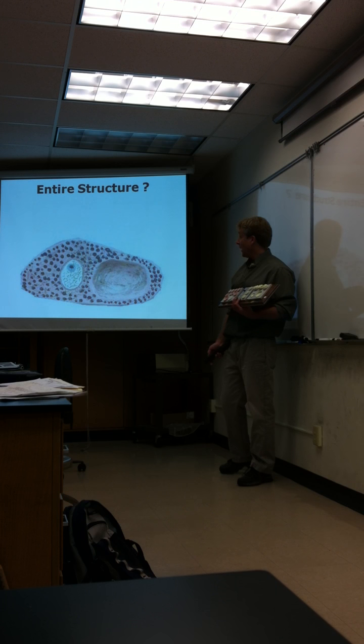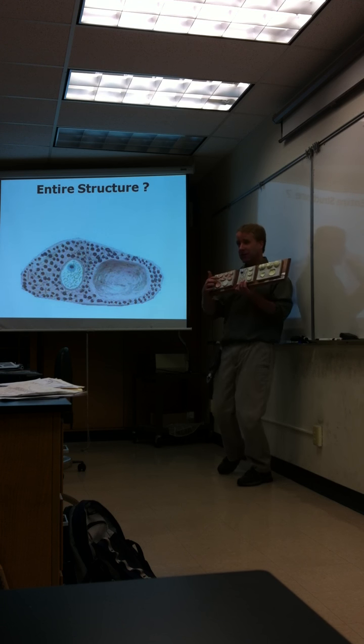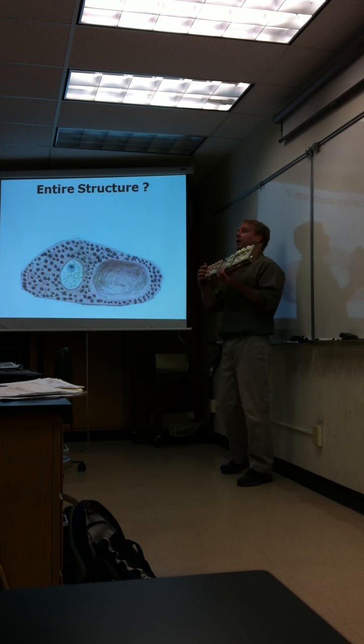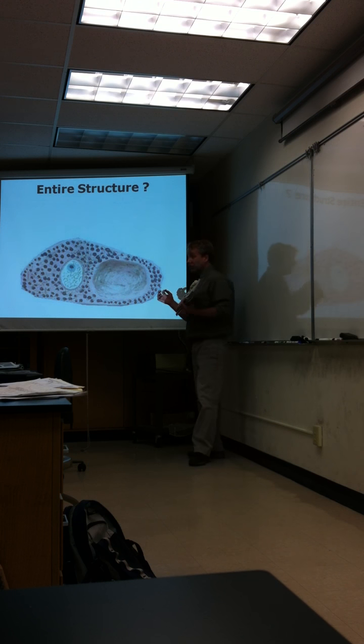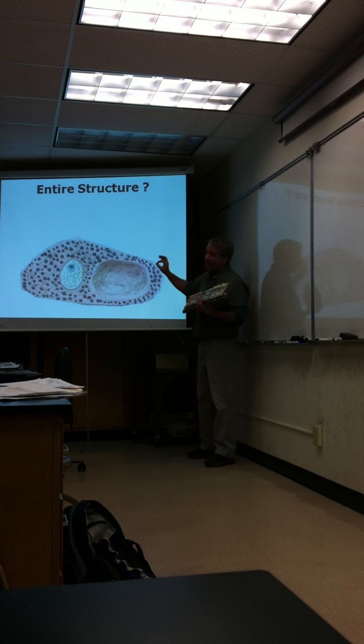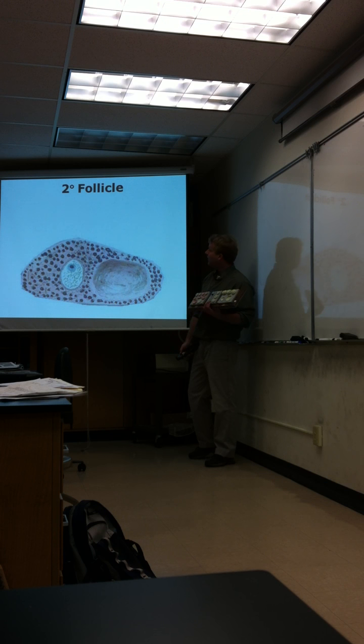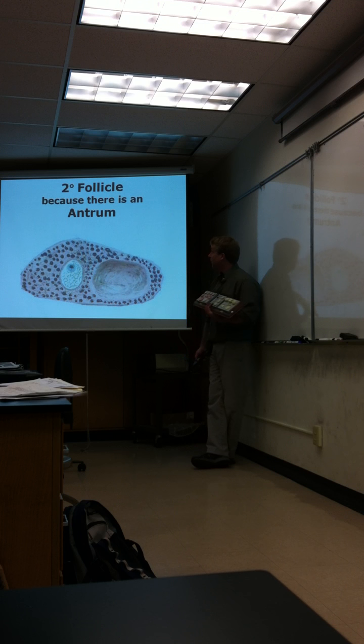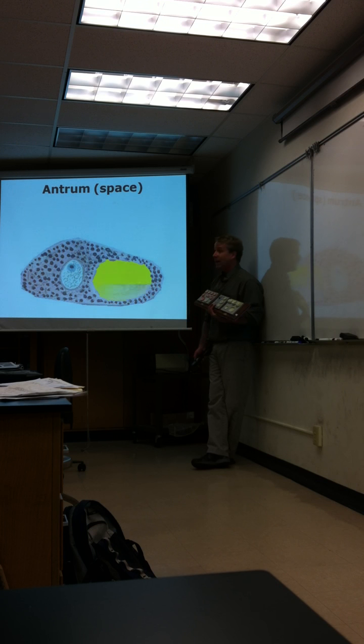Now we'll move to this one right here. Identify the entire structure here. Secondary follicle. How do you know for sure it's a secondary follicle? The presence of the antrum. Good, so you'd want to have that locked in. If you see an antrum, it then is that secondary follicle. That's what defines the secondary follicle, is the antrum. So secondary follicle because there is an antrum. And that is the antrum right there that is blinking.